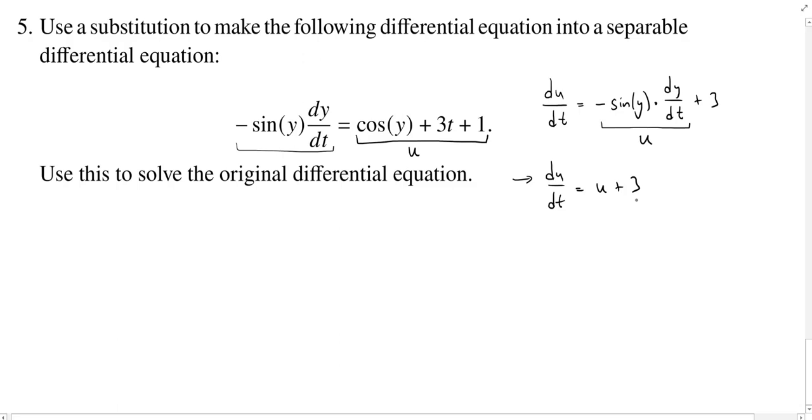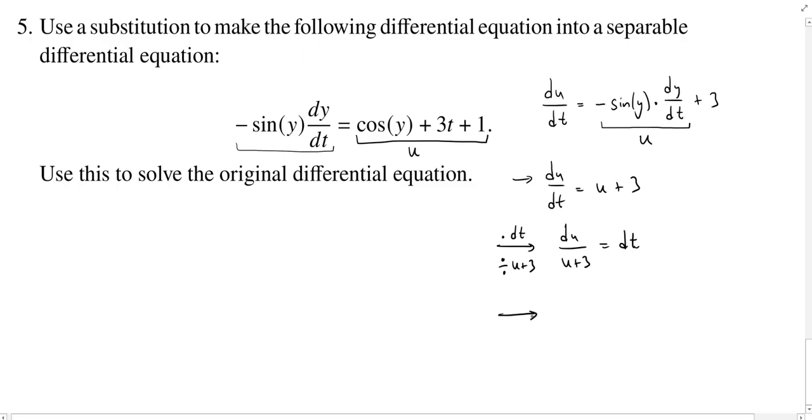So we started with a differential equation that was not separable, and we transformed it into one that actually is, because now if we multiply both sides by dt and divide by u plus 3, we'll get du over u plus 3 is equal to dt. Now the u's and the t's have been separated.